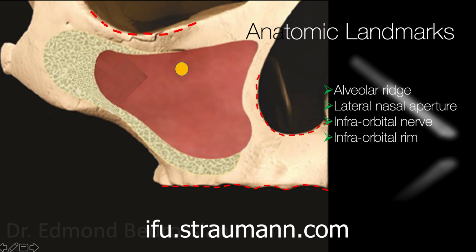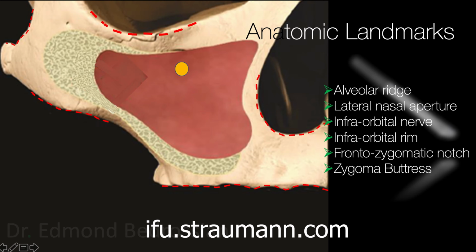infraorbital nerve, the infraorbital rim, and especially the lateral portion of the infraorbital limb, the frontozygomatic notch, the zygomatic buttress or the buttress of the zygoma bone, and then what I call the black dotted line, which is the area where the lateral or the anterior portion of the maxillary wall turns posteriorly, and this is the corner of the curvature of the anterior maxillary sinus wall and the lateral posterior portion of the maxillary sinus wall.